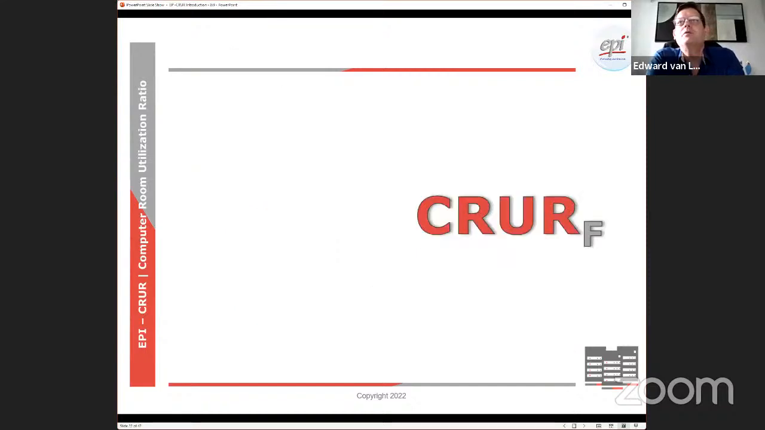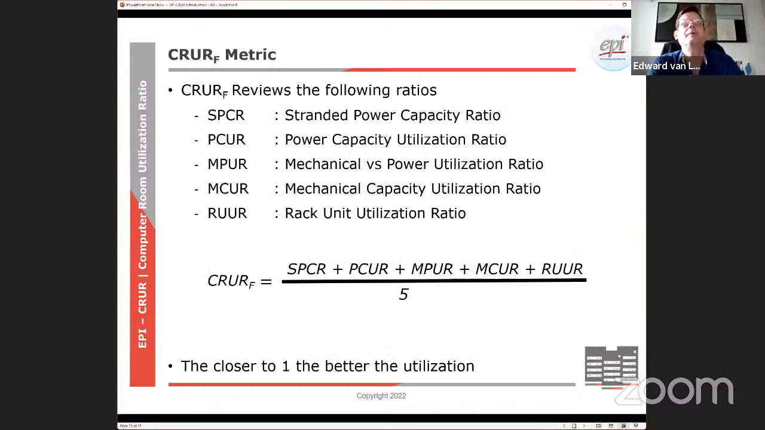So let's have a look at CRUR-F, the facility CRUR. Within that one, we measure 5 parameters. One is what we call the SPCR, the stranded power capacity ratio, PCUR, the power capacity utilization ratio, the MPUR, which is basically mechanical versus power, the MCUR, which is mechanical capacity utilization, and the RUUR, which is rack utilization. And as you can see, we take those individual metrics, we add them together and we divide them by 5, i.e. we treat them all as 1 in terms of weight factor. And again, since this is a division, you will always come up with a 0 point something, whereby the closer to 1, the better it is.